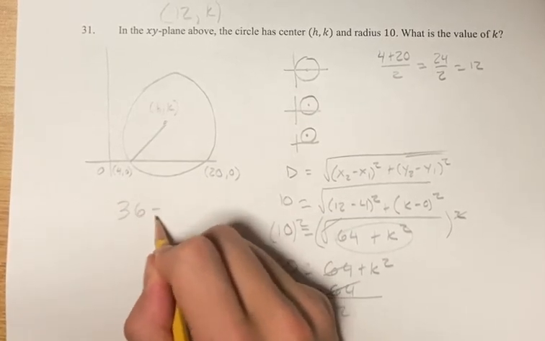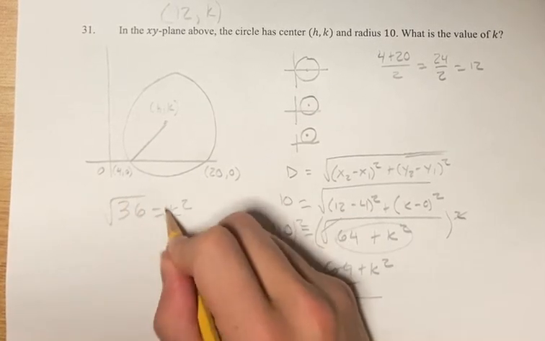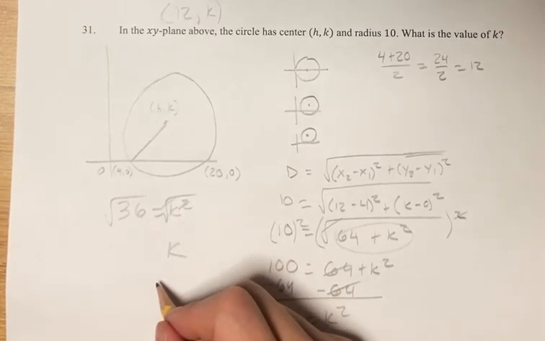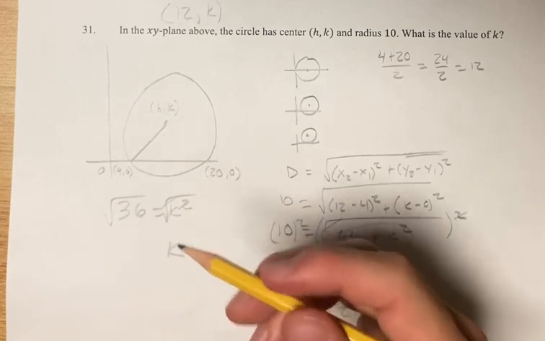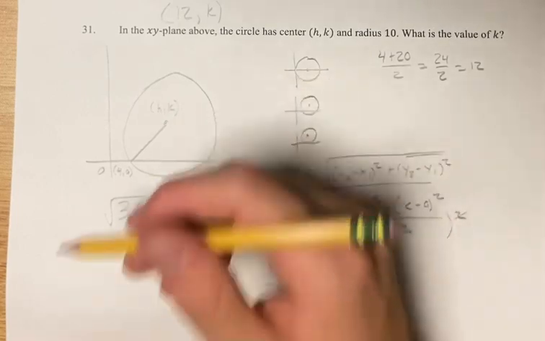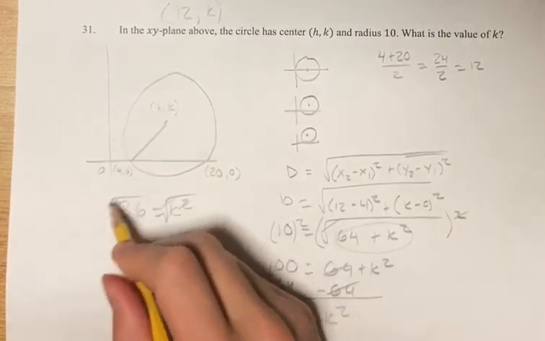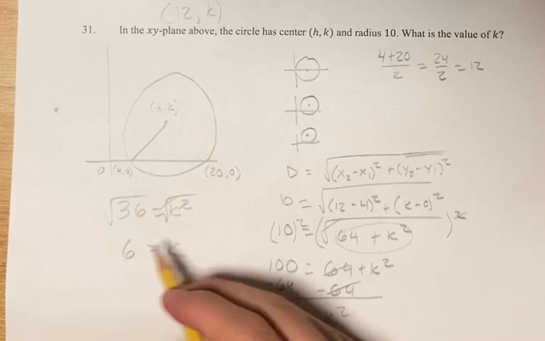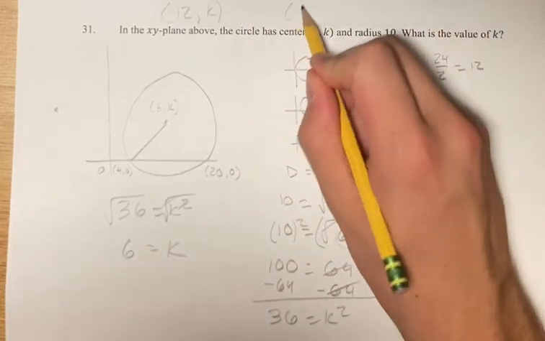Writing this up here. Taking the square root of both sides, the square root of k squared is just k. Could also be negative k, but we're not dealing with negative values here. We're only looking at the positive values. Square root of 36 is 6, right? It couldn't be negative 6 because that would be way over here on the other side of the axis. K is 6, which means our point is (12, 6).